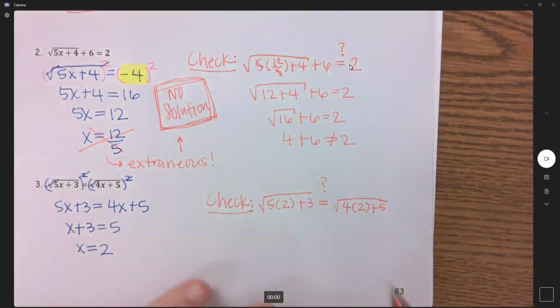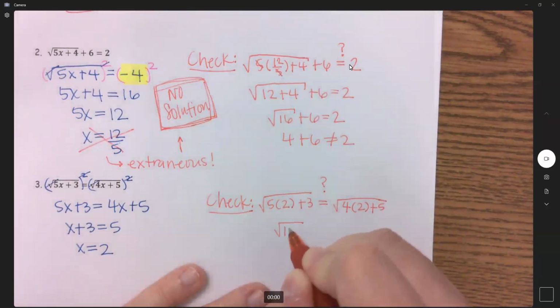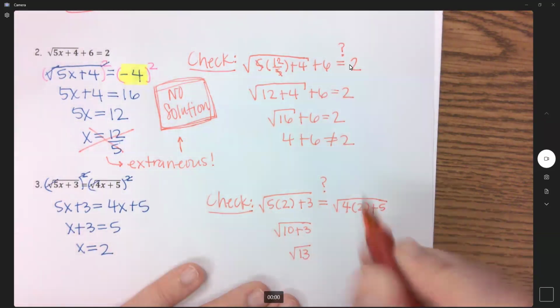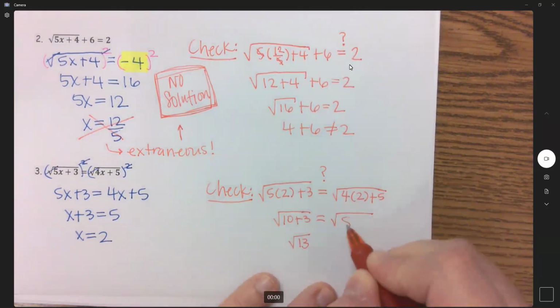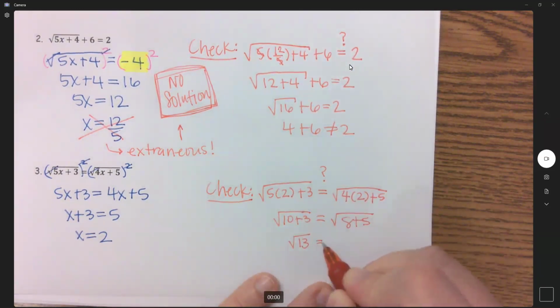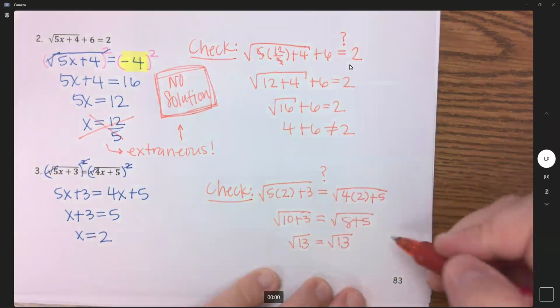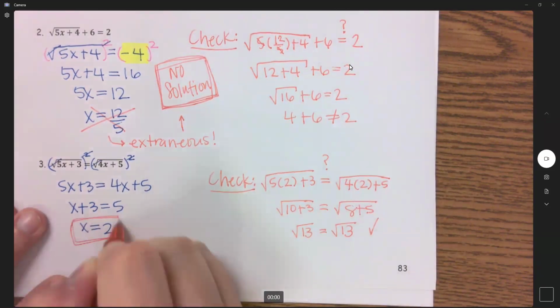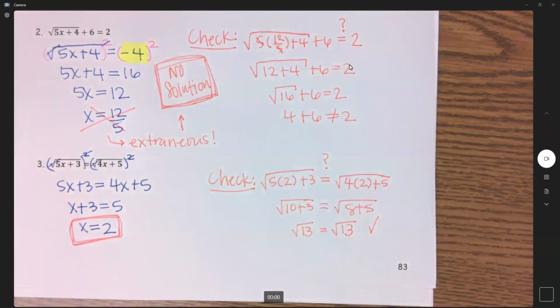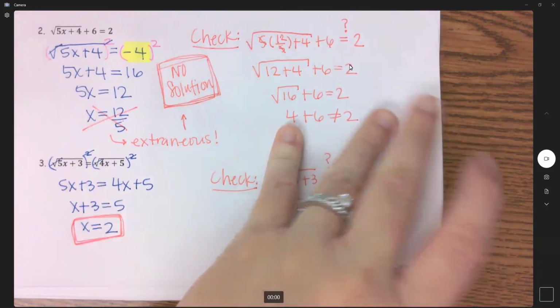So I'm just going to simplify this side first. We have 10 plus 3, which is going to give me the square root of 13. And we could get some decimal, but not necessary. Over here, we have 8 plus 5, which is also 13. So we do have the square root of 13 equals the square root of 13. So yes, this is our answer. Let's go on to the next page and solve number 4, and then we're gonna take a break before this video gets too long.